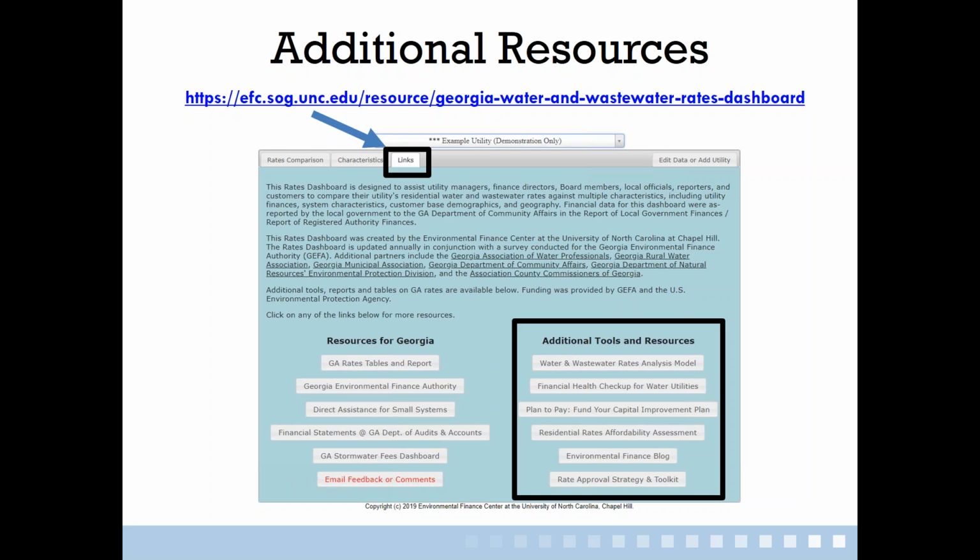And then finally is the rate approval strategy and toolkit. So if you really just wanted to go straight from the dashboard to the rate approval strategy and toolkit, you could just click on that link right there and it'll take you directly to a lot of resources, a lot of information that can help you successfully and effectively communicate your rates.